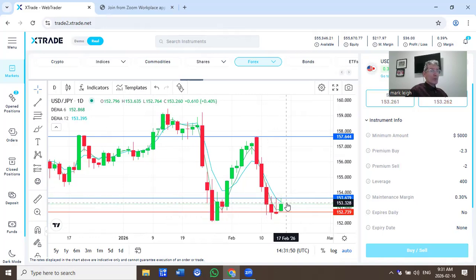Buyers will look to break above this 153.60, look up at 154, haven't been able to break above this area over the past 3 days. Sellers will look to break below the 153 level and then down at support sitting at 152.73.